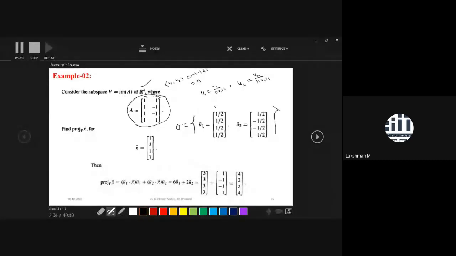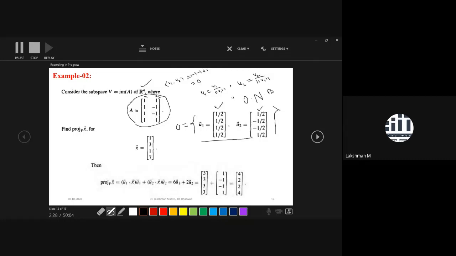Similarly, after normalization, you are getting u1 and u2, and you can easily observe that these two are again perpendicular to each other. Apart from that, the norms of u1 and u2 are 1. So it is an orthonormal basis.